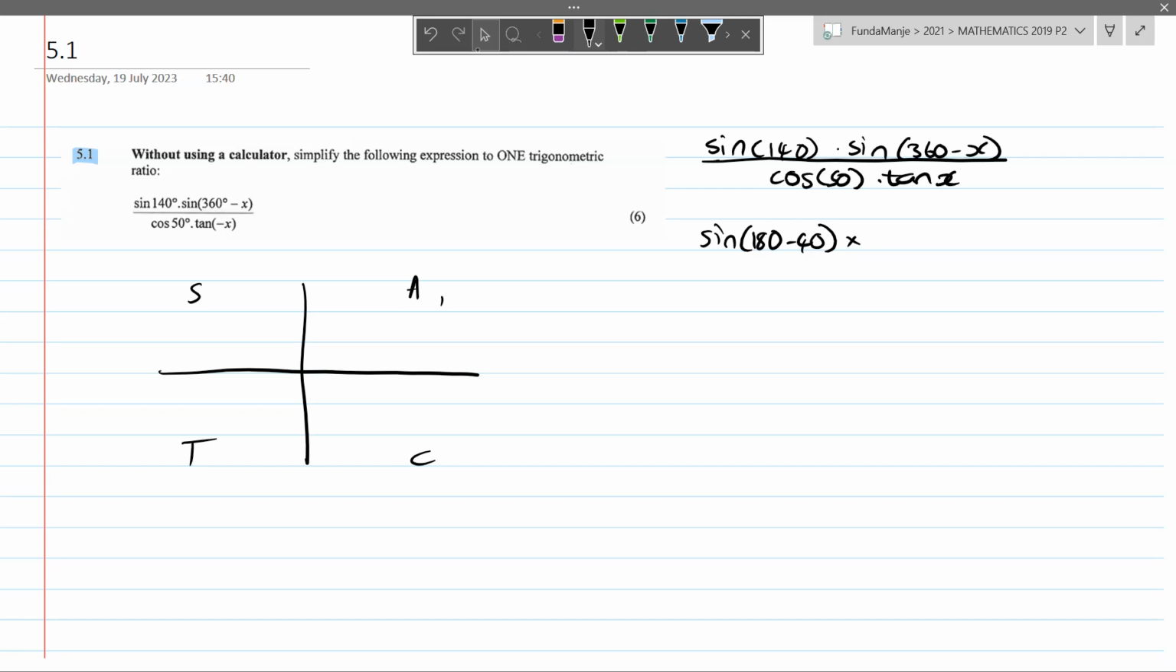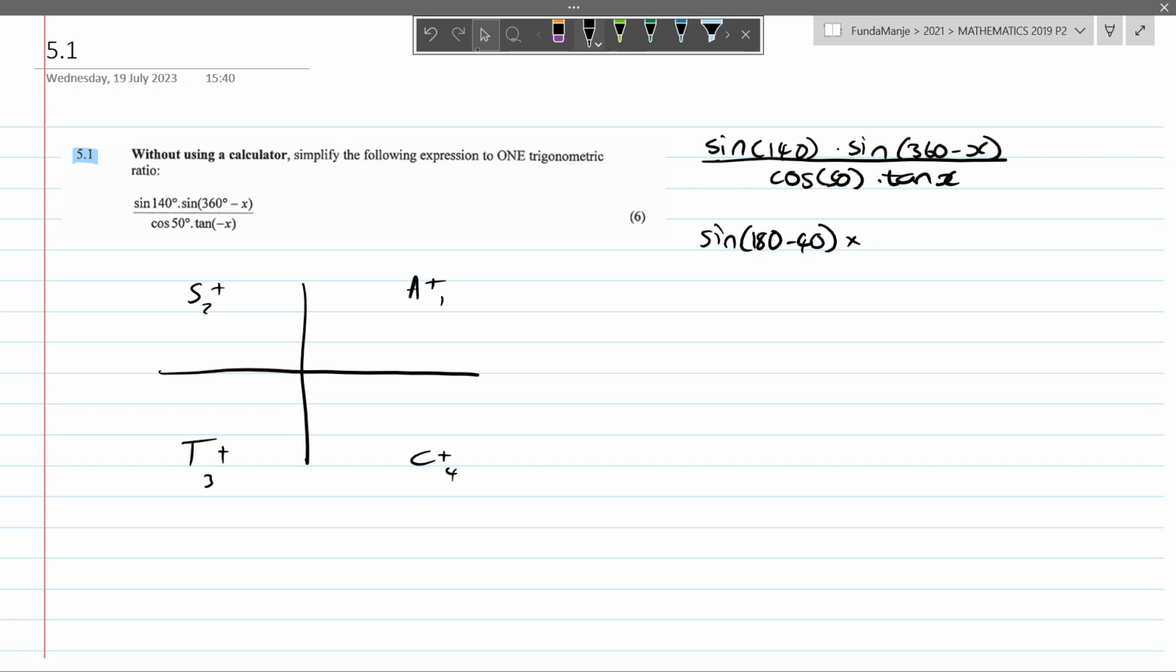So we have the first quadrant, the second quadrant, the third quadrant, the fourth quadrant. Here all ratios are positive. In the second quadrant only sine is positive, the rest are negative. Here only tan is positive, the rest are negative. And in the fourth quadrant only cos is positive and the rest are negative.